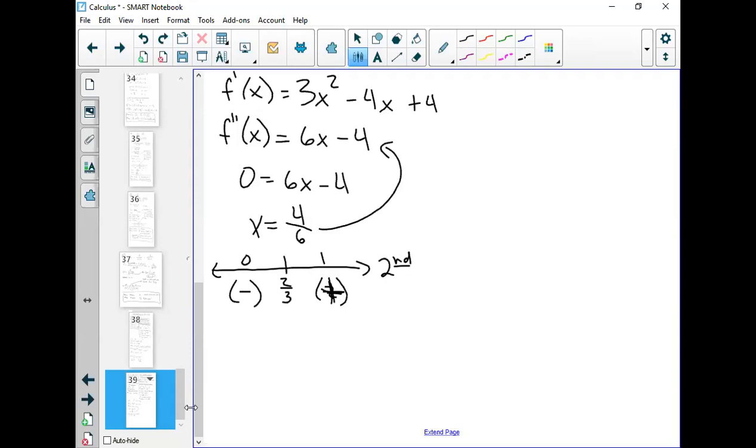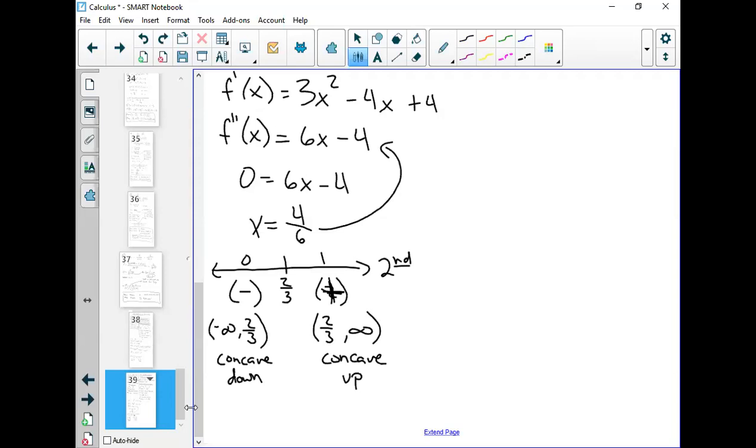So that means that we did have an inflection point. So if we're looking at intervals, from -infinity to 2/3, we are concave down. Anytime the second derivative is negative, you're concave down. Anytime the second derivative is positive, you're concave up. So that's 2/3 to infinity. We are concave up. And there you go.